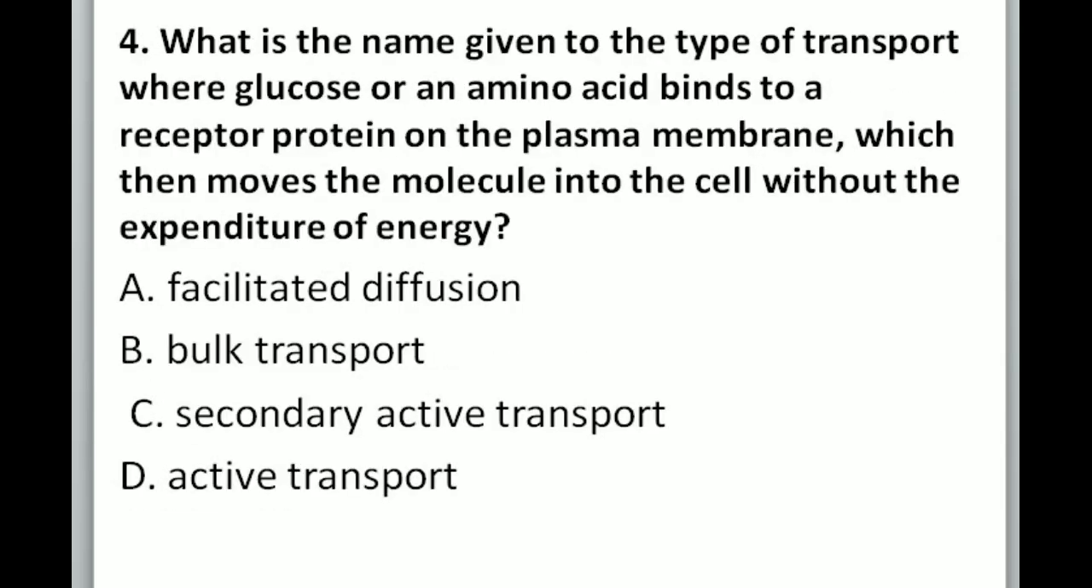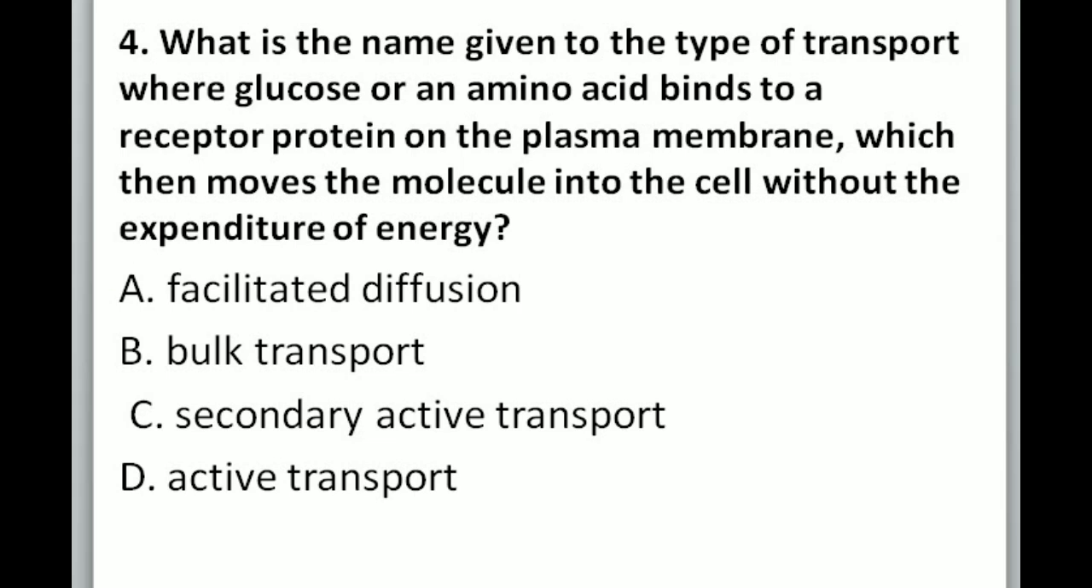4. What is the name given to the type of transport where glucose or an amino acid binds to a receptor protein on the plasma membrane, which then moves the molecule into the cell without the expenditure of energy? Answer is A. Facilitated diffusion.